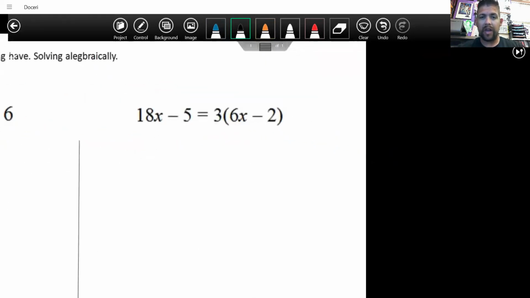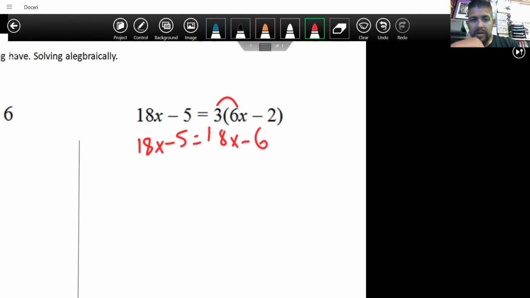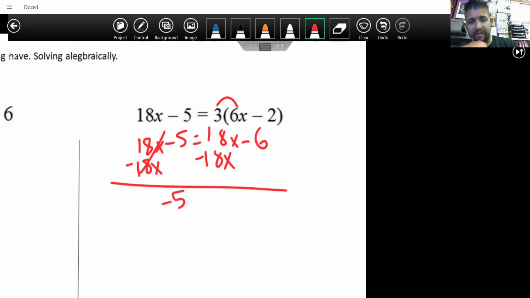The next one to my right, I want to be able to distribute first. This is 18x minus 5 is equal to 18x minus 6. I'm going to move my values over, negative 18 on both sides. When we solve out, negative 5, we're going to drop down, we're going to get negative 6. Now, is this a solution? Did you do something wrong?